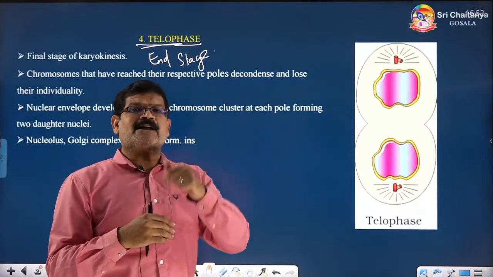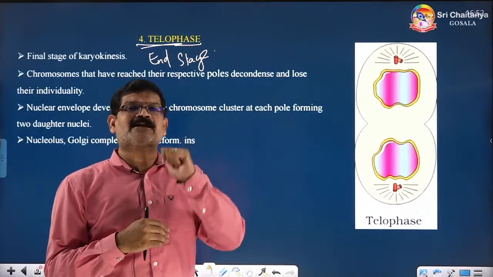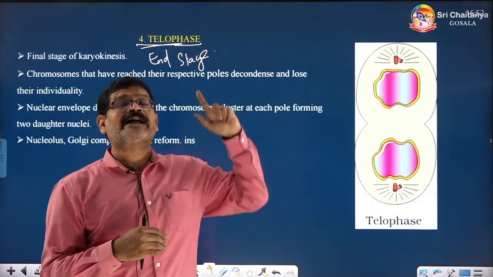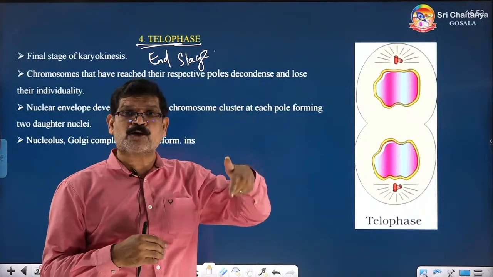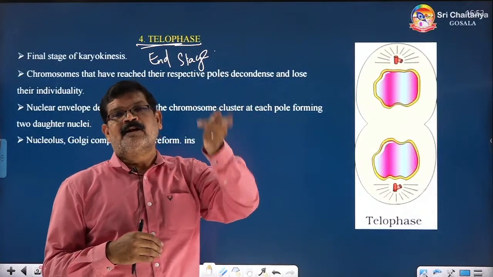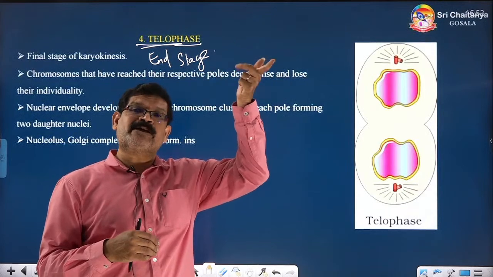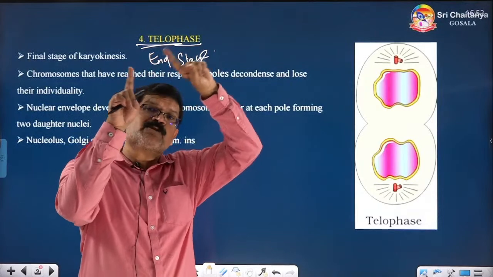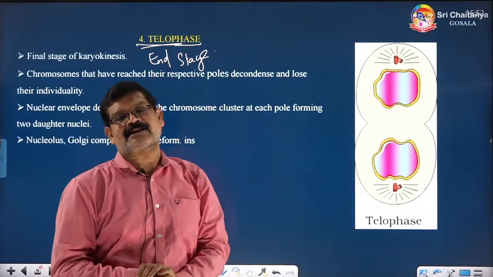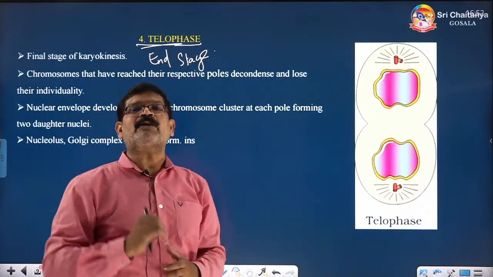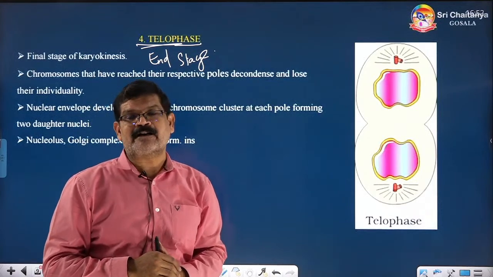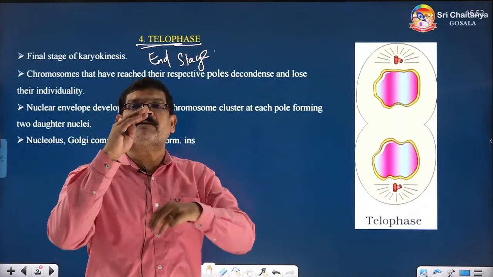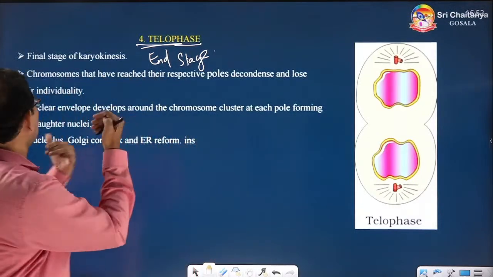Do you remember what happens in the prophase? Prophase, the first stage: condensation of chromatin to chromosome. Here, decondensation of chromosome to chromatin. There, the nuclear membrane disappears. Here, the nuclear membrane reappears. There, centrosomes move to opposite poles and initiate aster formation. Here, aster formation is inhibited. Nucleolus, Golgi complex, endoplasmic reticulum, everything reappears. The same kind of points we are going to see.